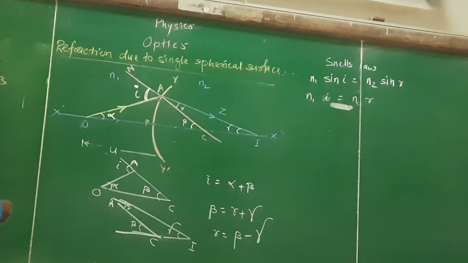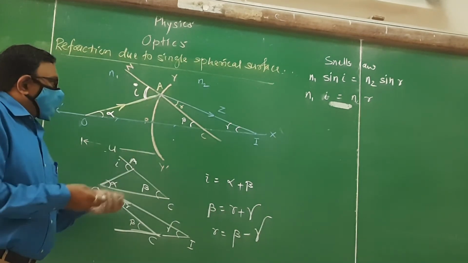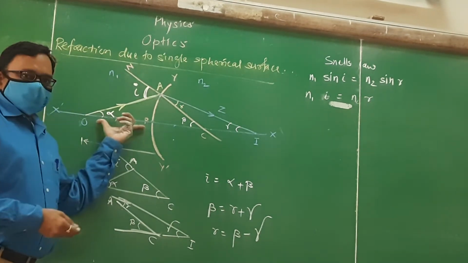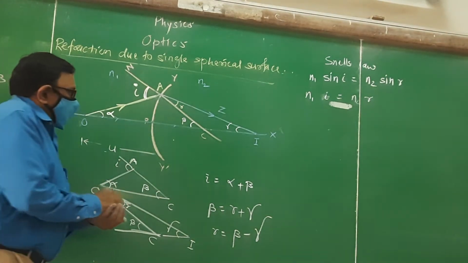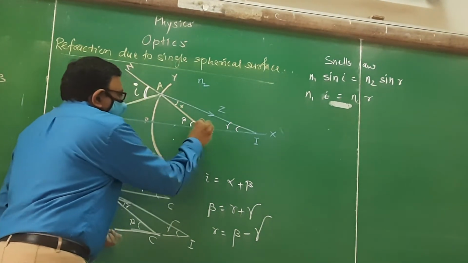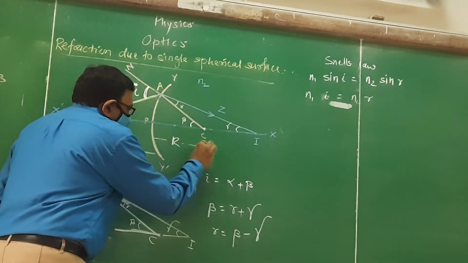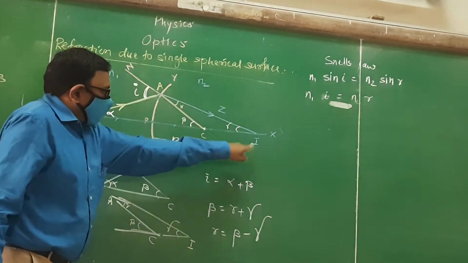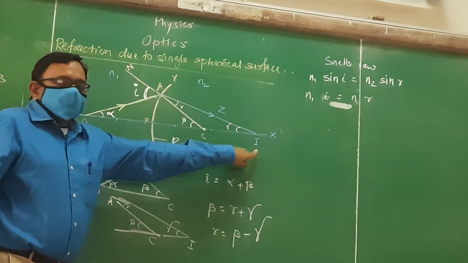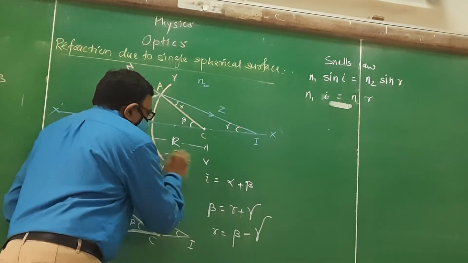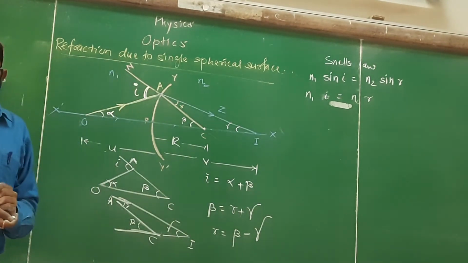In this diagram, we represent that U is the object distance. Here, at this point, C is the center, where R is the radius. And here at this point I, we got the image. That image distance is represented by the symbol V.